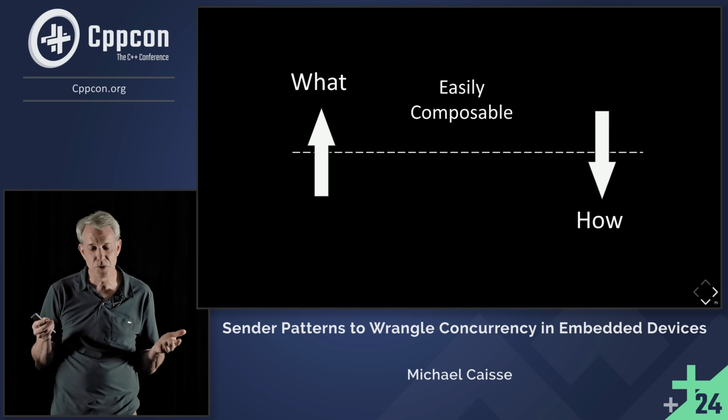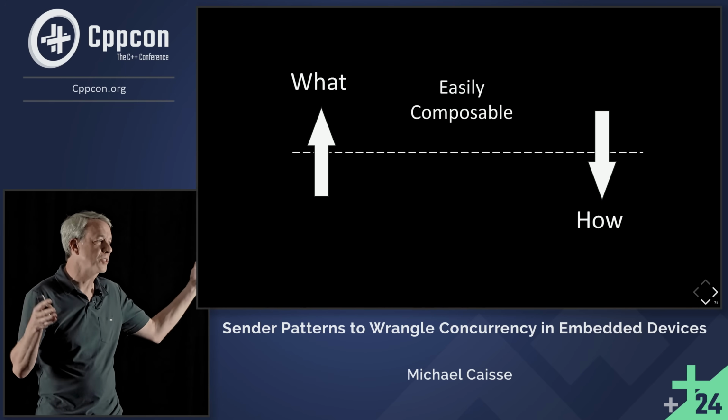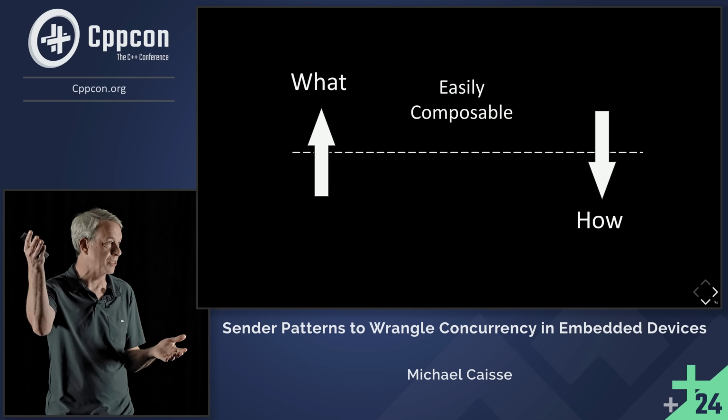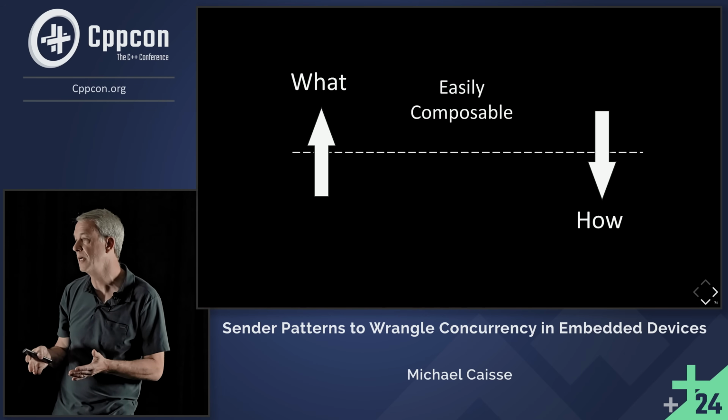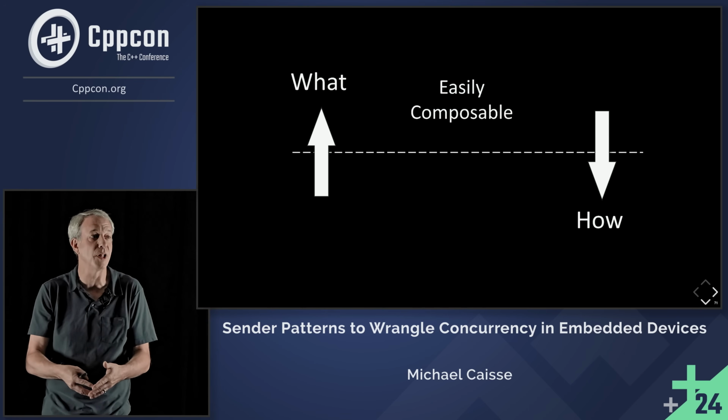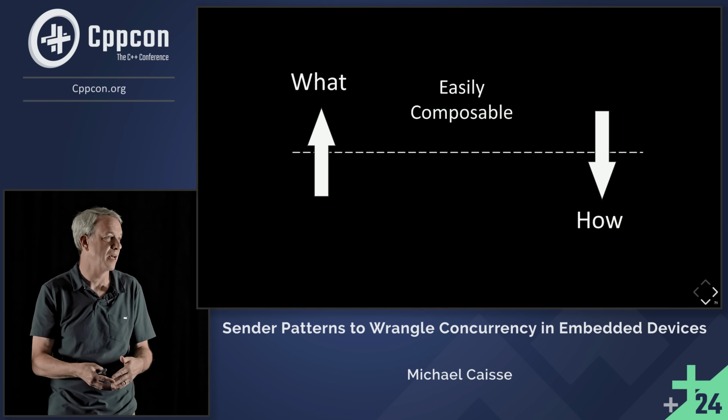Not only do we have fewer bugs, but things are easier to compose. The whole idea of being in the what is that we're dealing with expressions. Expressions compose. Statements do not compose. We want to be in a composable world. We can then build larger things out of smaller things.